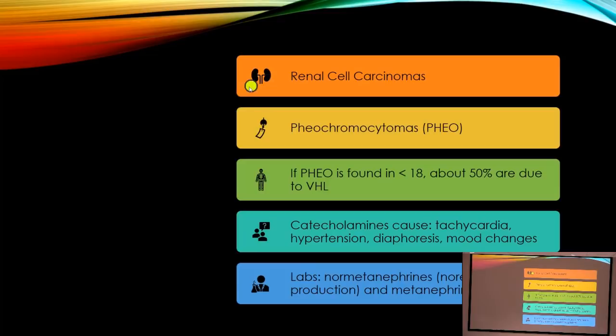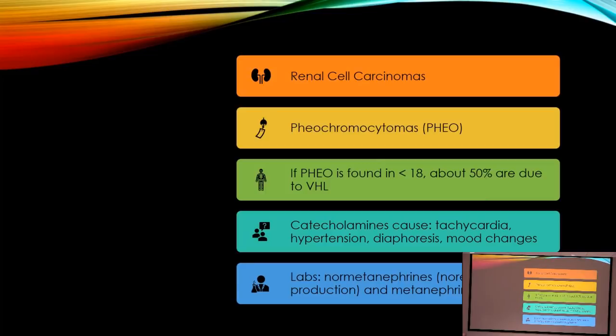These patients, as I mentioned, can have renal cell, and I just typed that in and the kidneys showed up, so I thought that was pretty good. The two tumors that are most common here are renal cell carcinoma and pheochromocytomas, which are usually of the adrenal gland. It's worthwhile knowing that if you diagnose a pheochromocytoma in someone under the age of 18, half of those patients are going to have von Hippel-Lindau syndrome. Especially in a young patient population, we'd want to make that association.